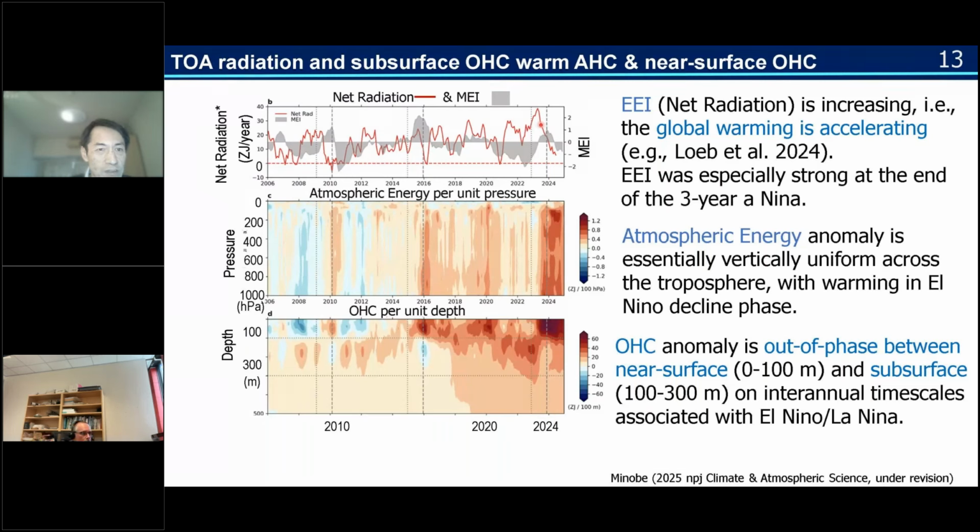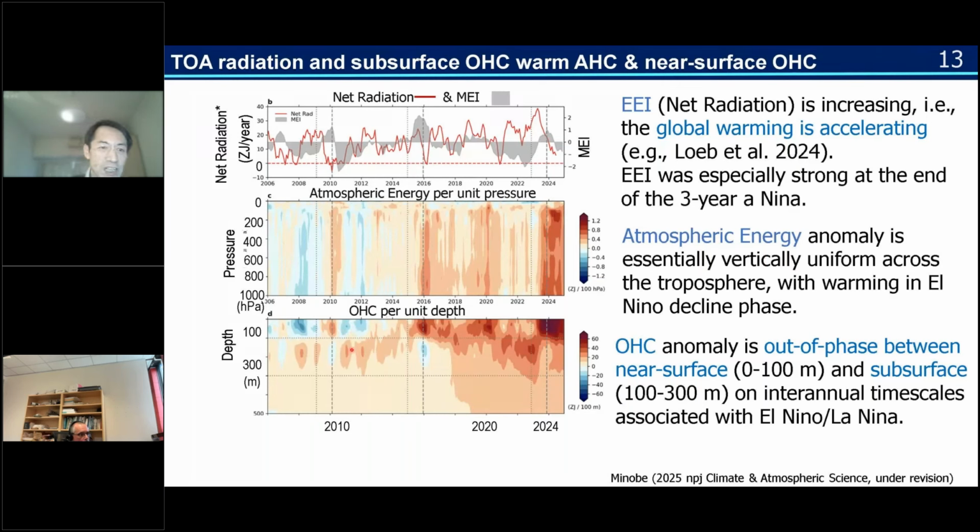If we look at the atmospheric energy per unit pressure, per unit 100 hectopascal, in this color map, the atmospheric energy is vertically uniform in the troposphere and lower stratosphere. On the other hand, the ocean heat content anomaly exhibits a marked out-of-phase variability in the top 100 meter and 100 to 300 meter. This is associated with El Nino.